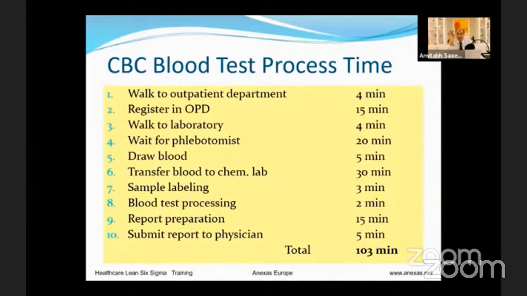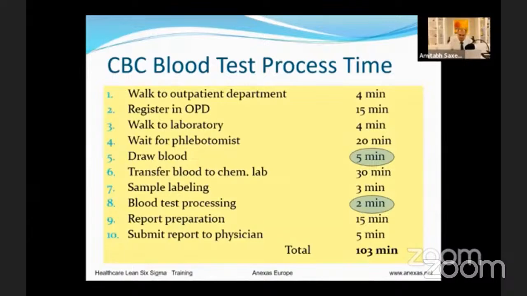Now, walking to OPD is not adding any value. Registering is not adding any value. Walking to the lab is not adding any value. So what are the two value-added steps? Only two: drawing the blood and blood test processing. Remaining are all non-value-added activities. In many hospitals, we have eliminated the registration process, by the way. These are some examples of non-value-added activities. I told you, 80% of your time is wasted in non-value-added activities.